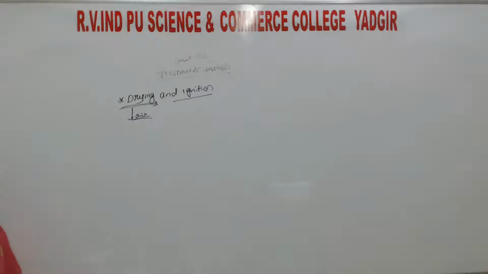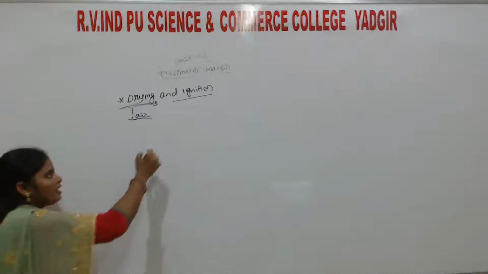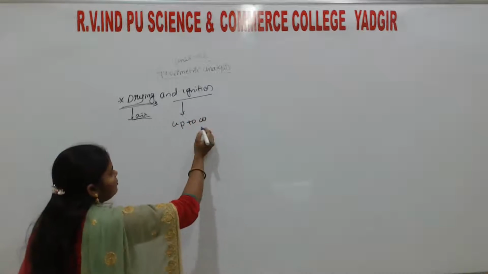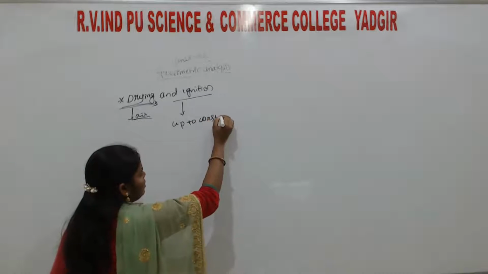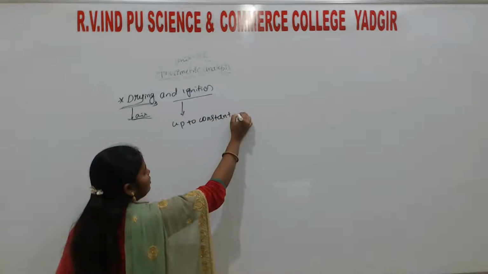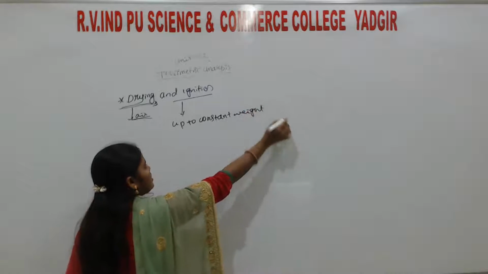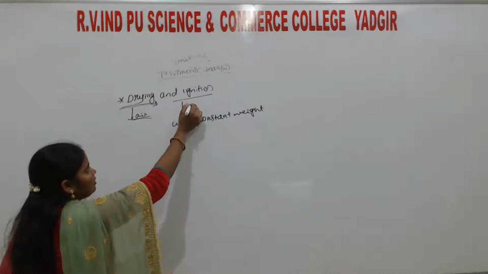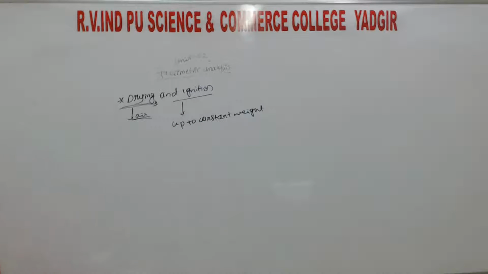After drying and ignition, you heat to a constant weight. You ignite until the constant weight is obtained. Heating removes the solvent and volatile impurities. When you heat it at high temperature, the solvent and impurities are removed.